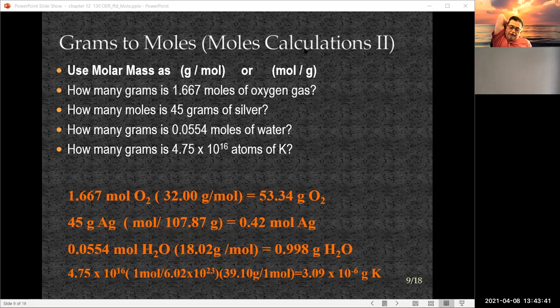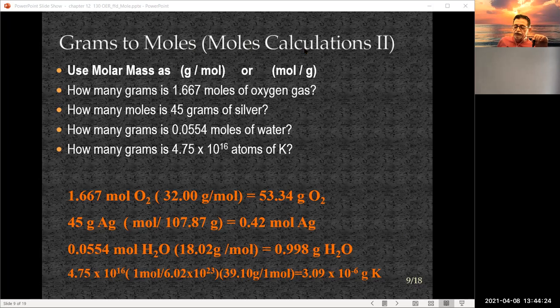All right. So the first one requires you have 1.667 moles of oxygen gas. It has a mass of 53.34 grams of oxygen. Now, 45 grams of silver corresponds to 0.42 moles of silver. And then 0.998 grams of water, which is almost 1 gram, is 0.055 moles of water.